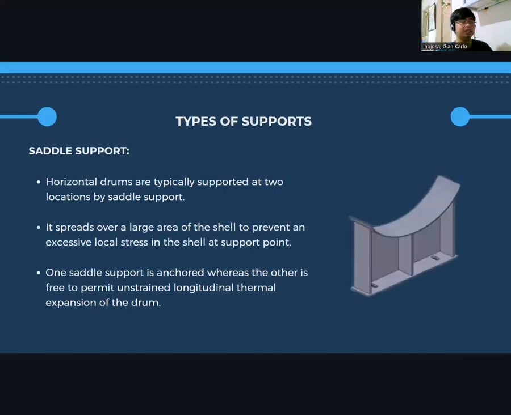The next, ito yung type ng support na makikita natin sa mga pressure vessel. Una is the saddle support. Horizontal drums are typically supported at 2 locations by saddle support. So nakaganon kunwari, for example, ito yung ating drum or pressure vessel, both ends dito. Then it spreads over a large area of the shell to prevent an excessive local stress in the shell at support point. One saddle support is anchored, whereas the other is free to permit unstrained longitudinal thermal expansions of the drum.